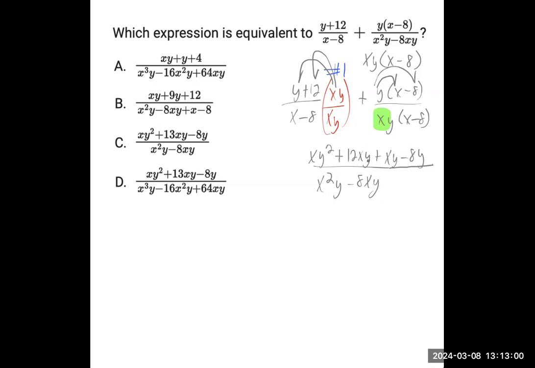So now how can we combine this? Simply the 12xy and the 1xy should be combined to give you 13xy. So you've got xy squared plus 13xy minus 8y over x squared y minus 8xy. That was a mouthful. And that all seems to exactly match answer choice C.